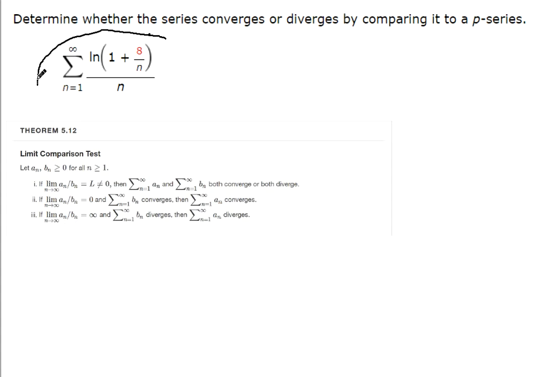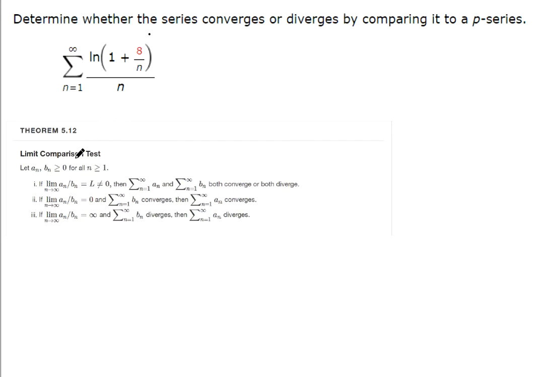We're supposed to determine whether this series converges or diverges, and they specifically suggest we use a p-series to make that happen. So this chapter in our text gives us a tool to help us make that determination. It's called the limit comparison test.